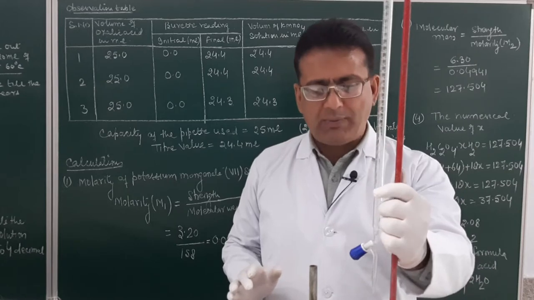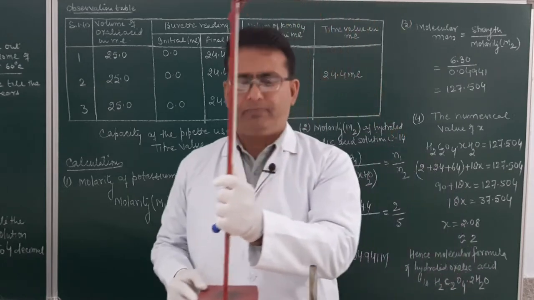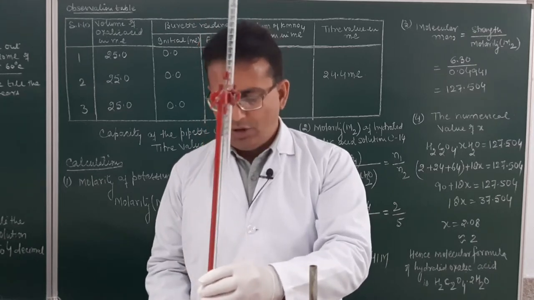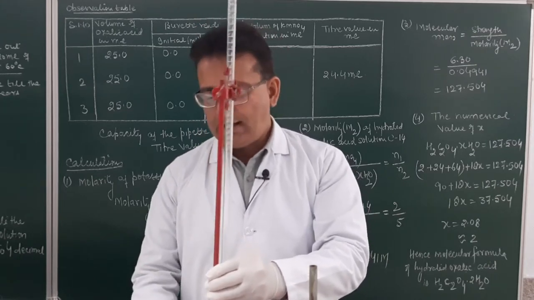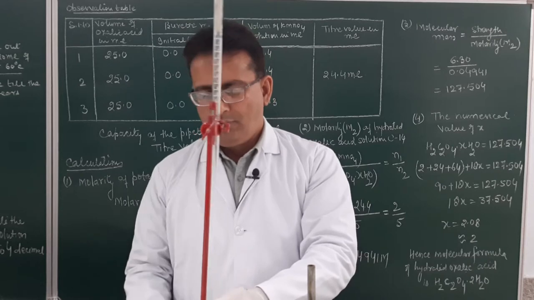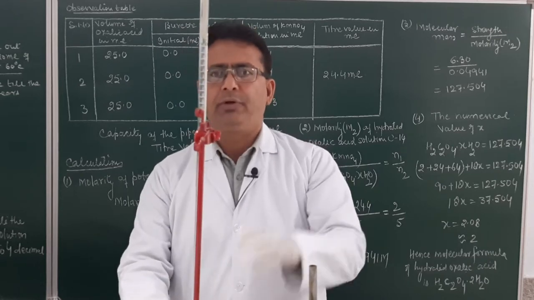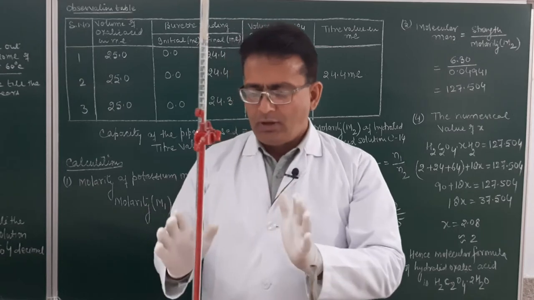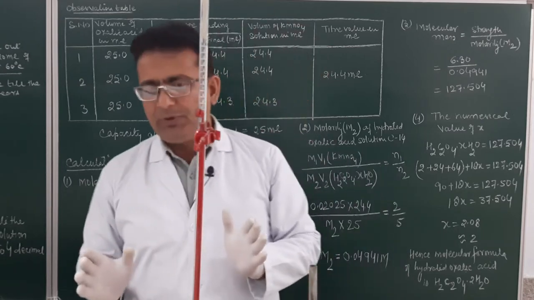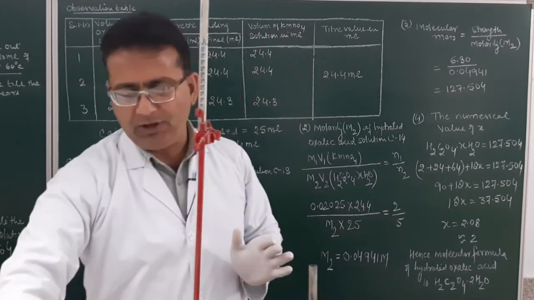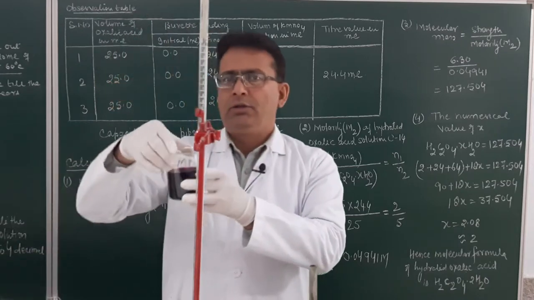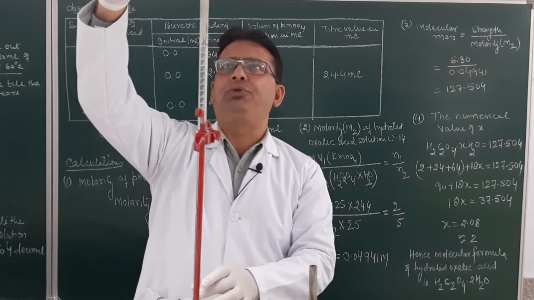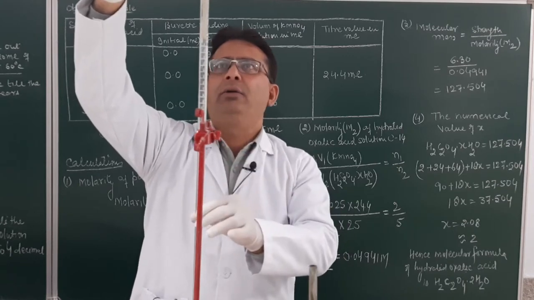Now, how am I doing this? You may see it from this side. This is a clamp stand. On the clamp stand, I have clamped the burette, and KMnO4 solution will be filled into it. How will I fill the KMnO4 solution? This is through a funnel, I will fill it up to the 0 mark.